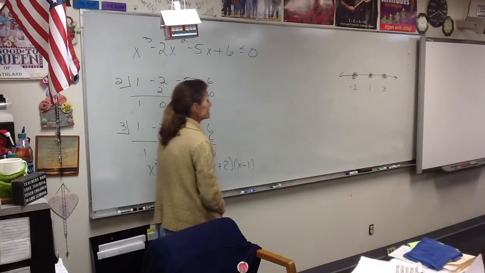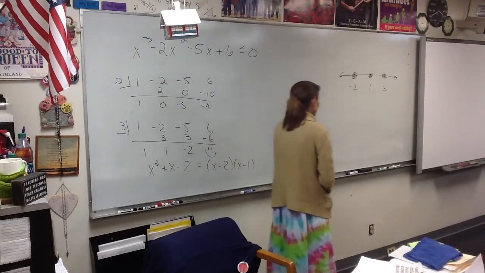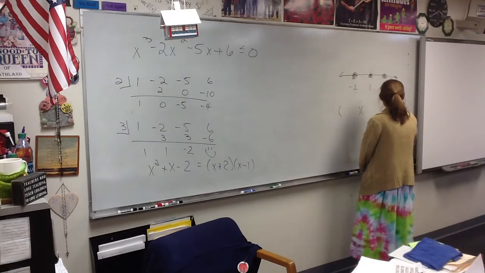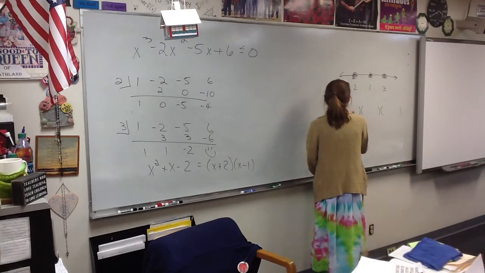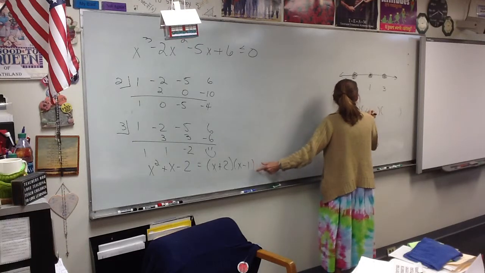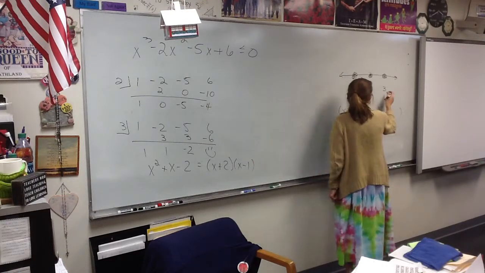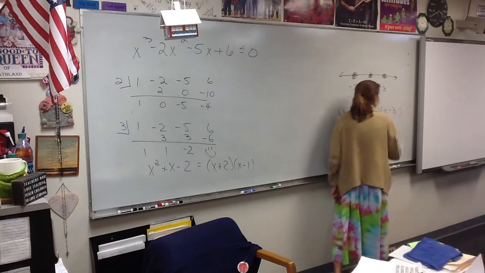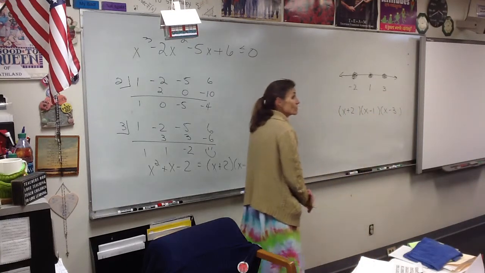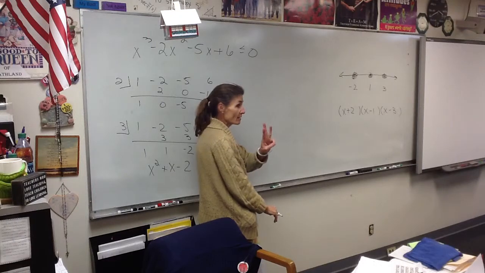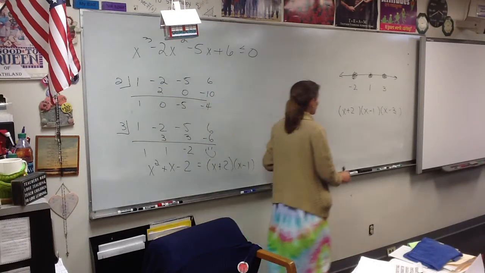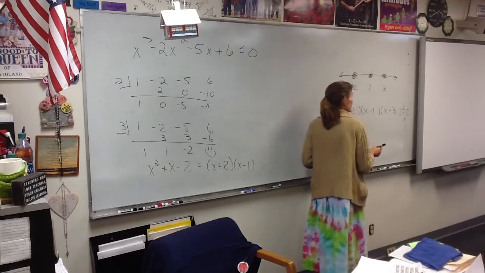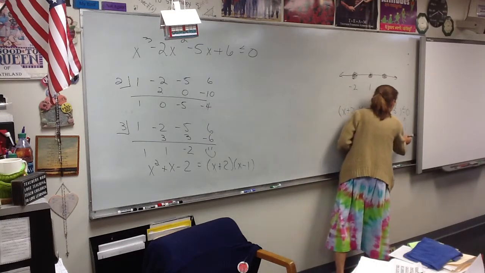Now, this is the tricky part. Here are your factors. Kids, there are 3 of them. X plus 2, x minus 1, and what's that third factor? X minus 3. Don't forget, there are 3 factors. And you want to end up less than 0. What does that mean? Less than 0 means negative.